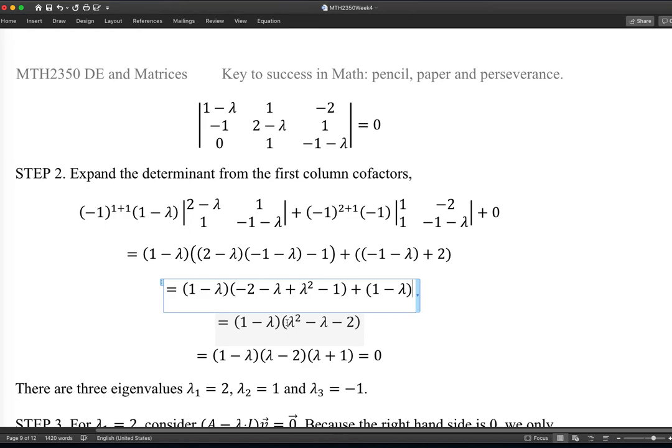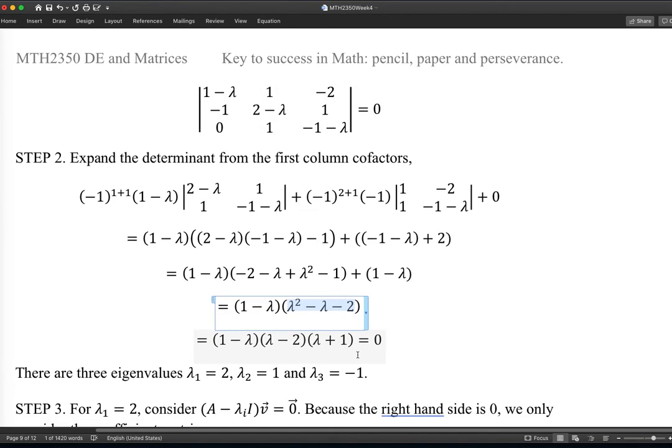And then for this part, it can be factored again. Lambda -2 and the lambda +1, right? And the characteristic equation, it is by setting this determinant equal to 0. That's what I did. And then, as I'm saying, that is the step 2.